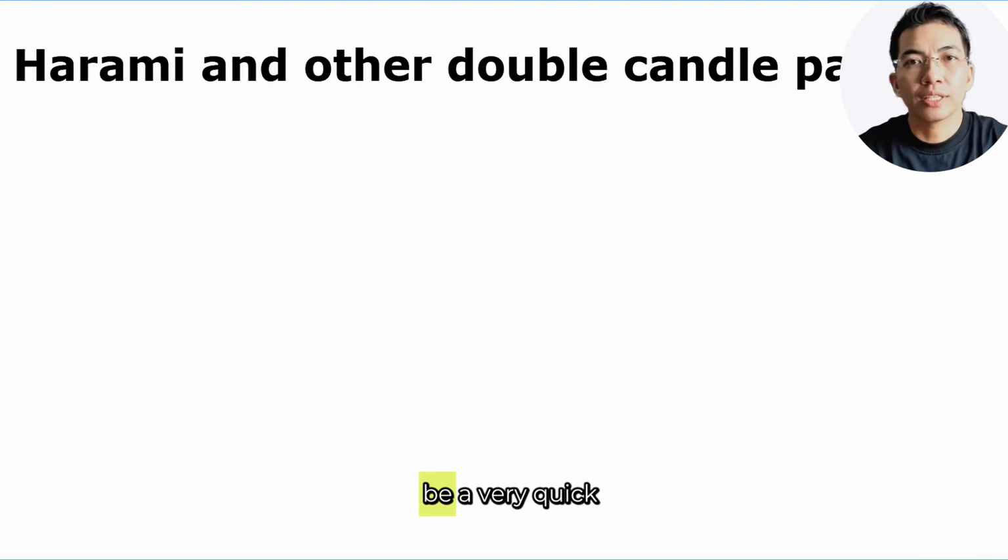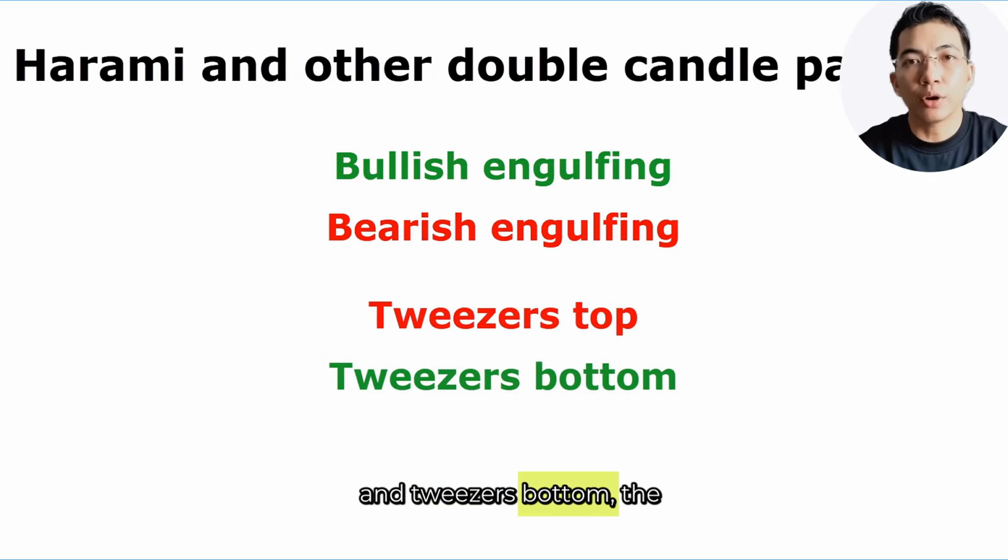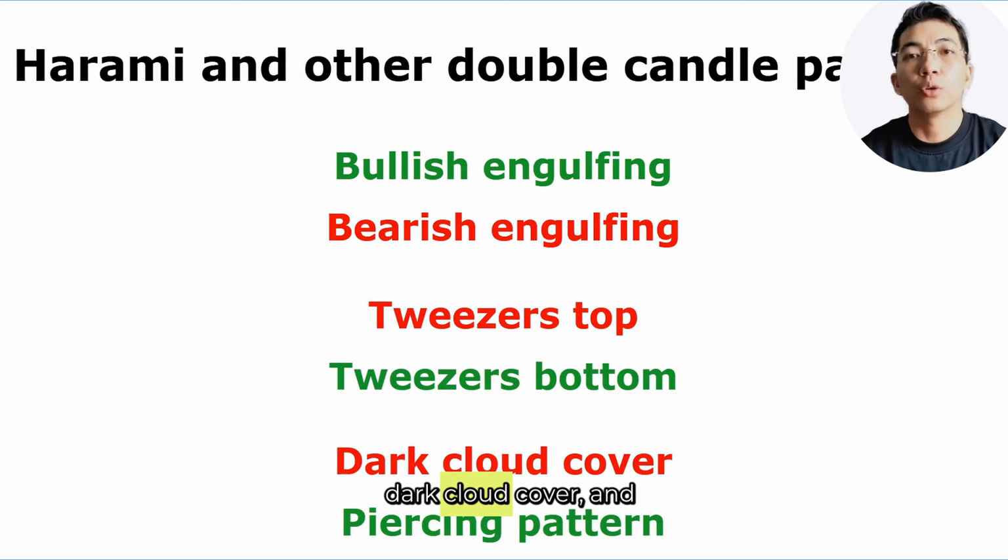This is going to be a very quick lecture because we are not going to use any other double candle pattern. We have seen the bullish and the bearish engulfing pattern, tweezers top and tweezers bottom, the dark cloud cover and the piercing pattern, so you have a lot of double candle tools to face the market.